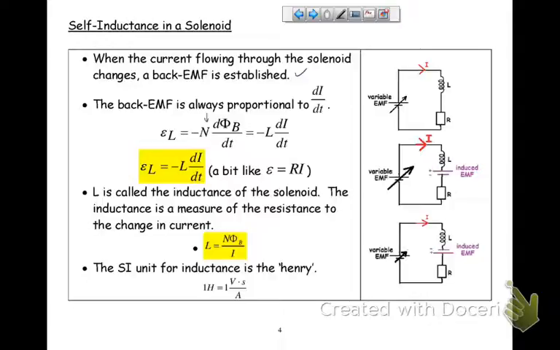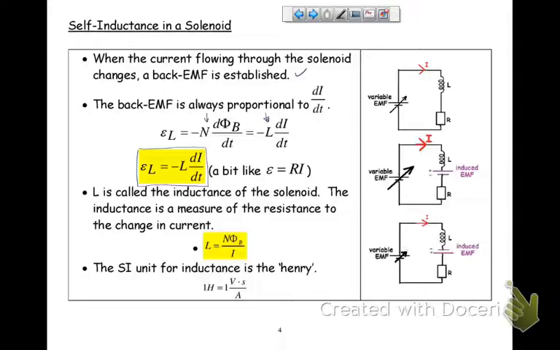We've kind of introduced this terminology L. It's an invented thing. We're going to invent it. It's called inductance. So EMF is equal to minus L di by dt. So that's a good equation. EMF is equal to minus L di by dt. It's a bit like E is equal to IR, or RI. So the L is a bit like your R, but instead of having an I, we have di by dt.